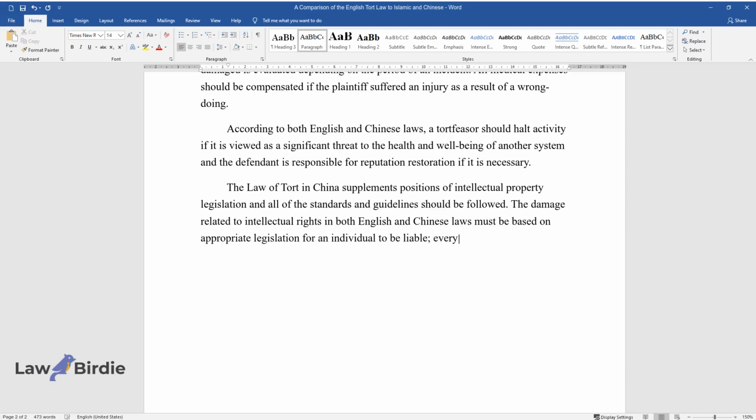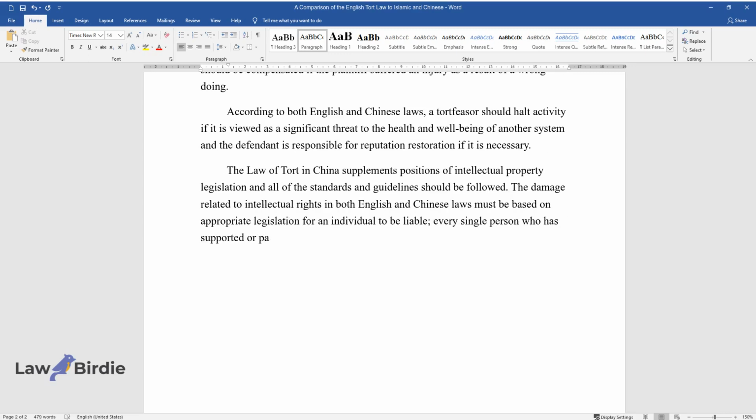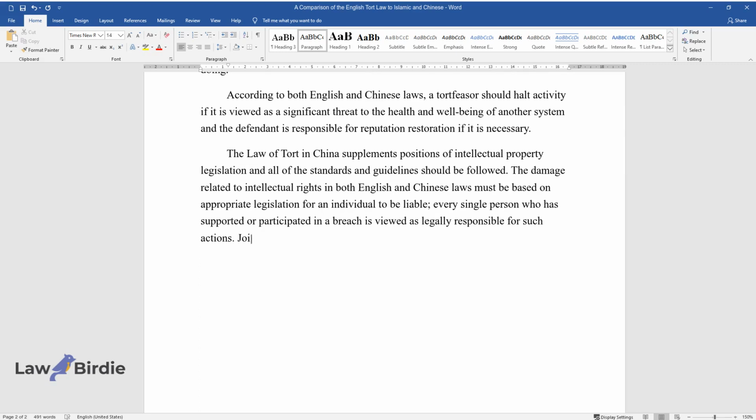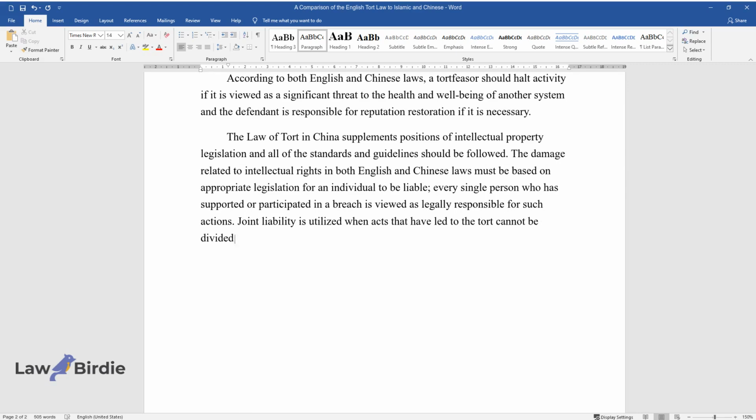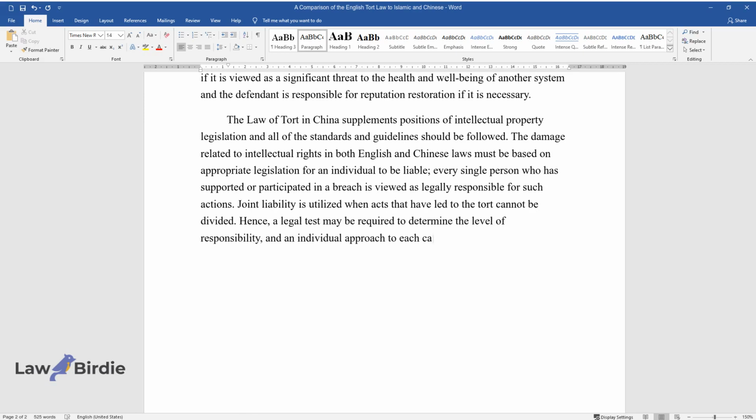Every single person who has supported or participated in a breach is viewed as legally responsible for such actions. Joint liability is utilized when acts that have led to the tort cannot be divided. Hence, a legal test may be required to determine the level of responsibility, and an individual approach to each case may be necessary.